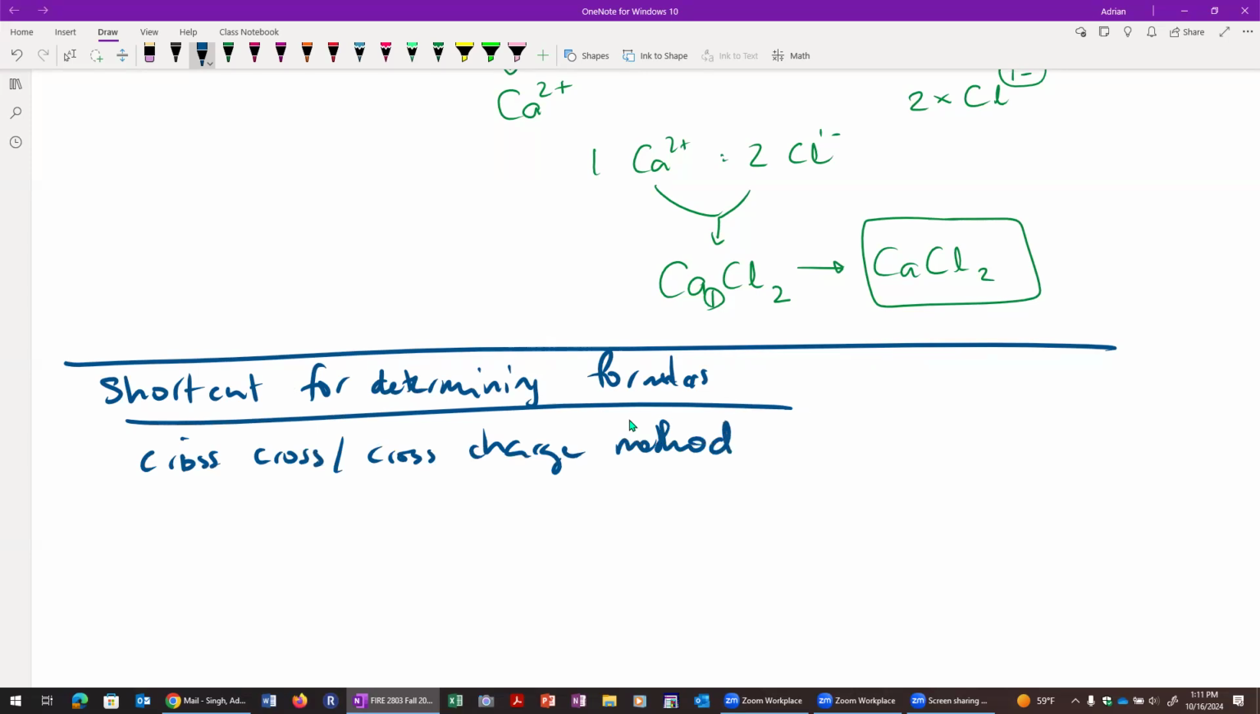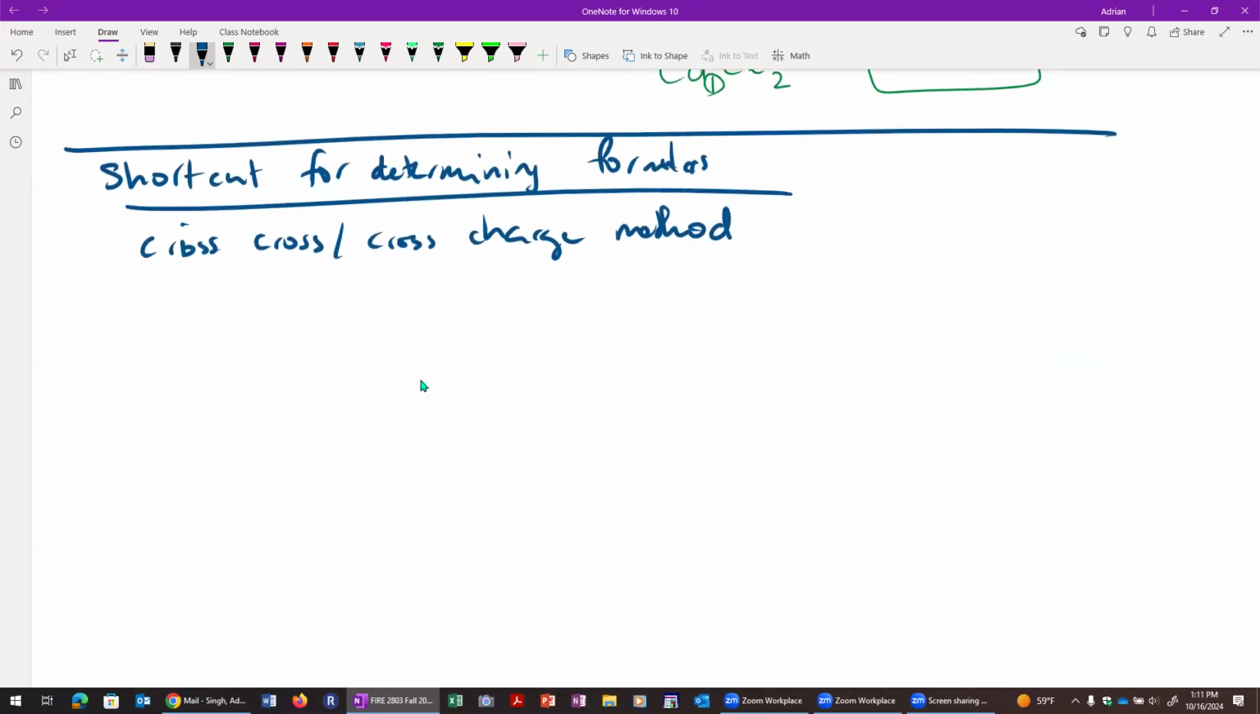Okay, and it works really simple. The first thing we need to figure out is what are the charges of the ions involved? All right, so let's do the same one we did previously. So we have calcium, which you know has a 2+ charge, and then we have chlorine with a 1-. All right, so first thing, figure out the ions.